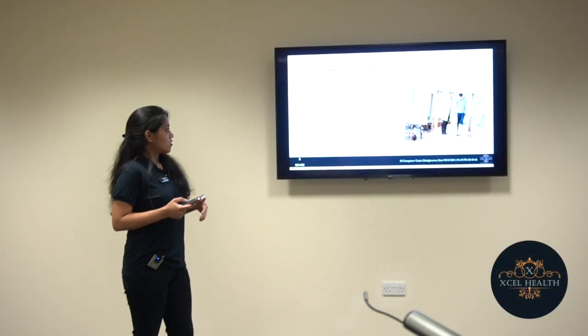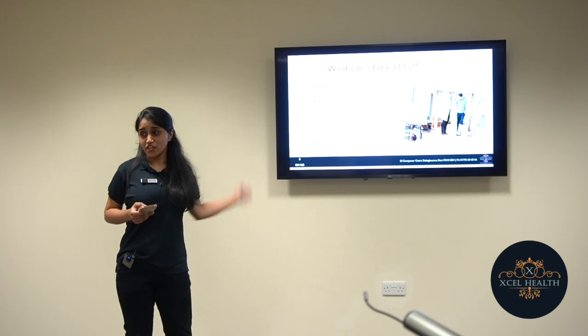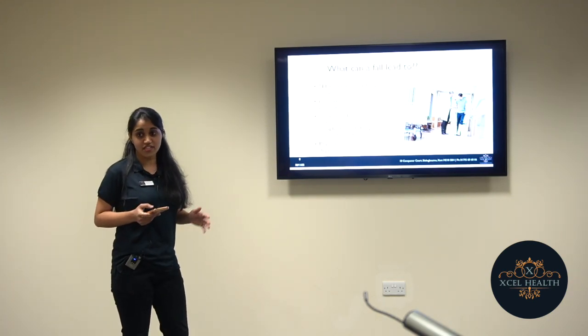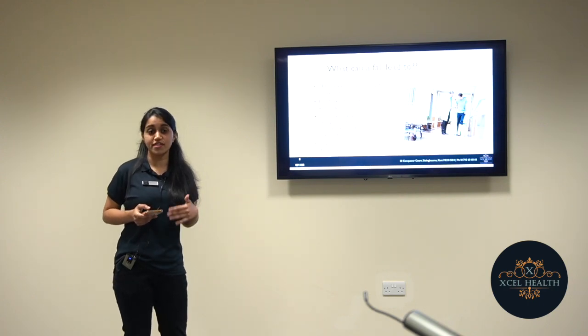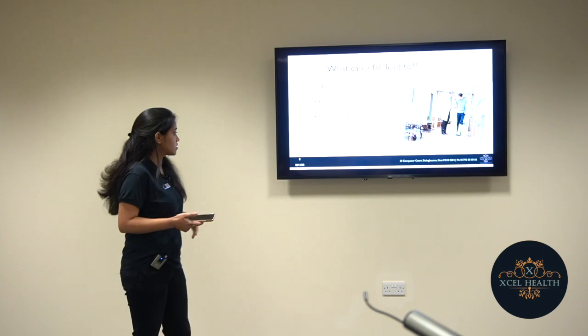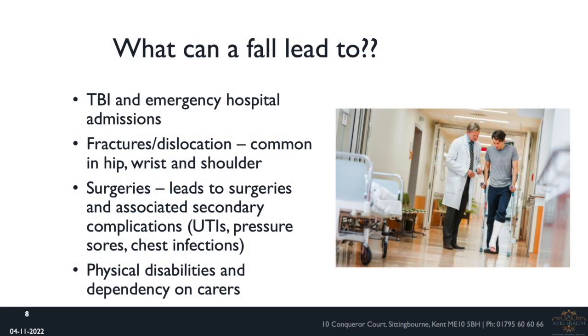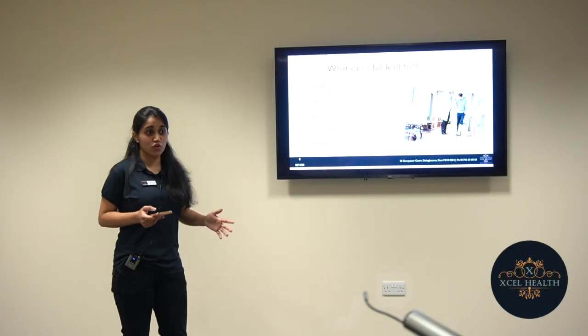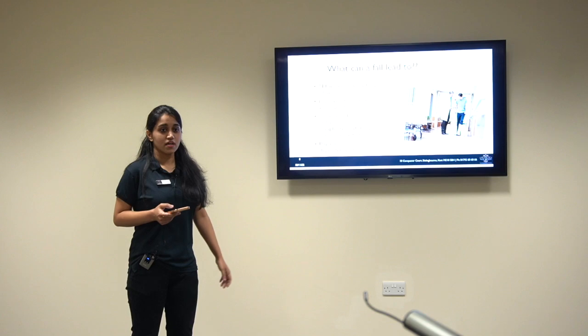So we do not want you, or your relative or your caregiver, whoever is around, to land up in any of these situations. That is something you need to be aware of, what it can lead to, so that you know and can try to prevent it, right? And last but not the least, physical disabilities and dependency on carers. Nobody would want to be dependent on anybody in their life. So that is what we need to avoid in the first place. Can we change?